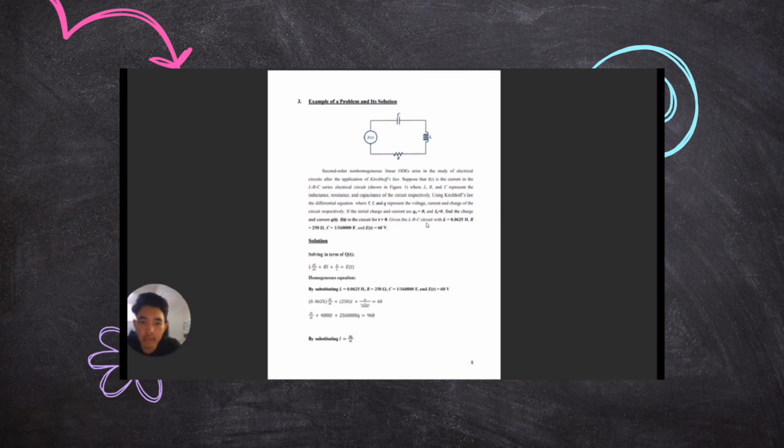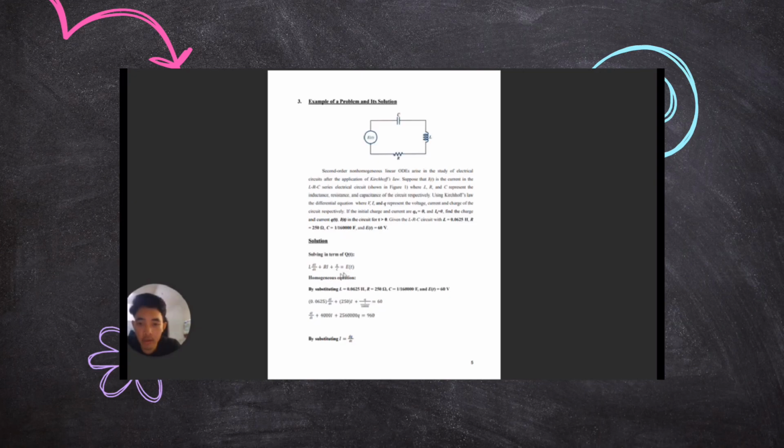Given the LRC circuit with L equals 0.0625 H, R equal to 250 ohm, C equal to 1 over 160000 F, and E(t) equal to 60 volt. First, we solve in terms of Q(t). This question is L di over dt plus Ri plus Q over C equal to E(t).